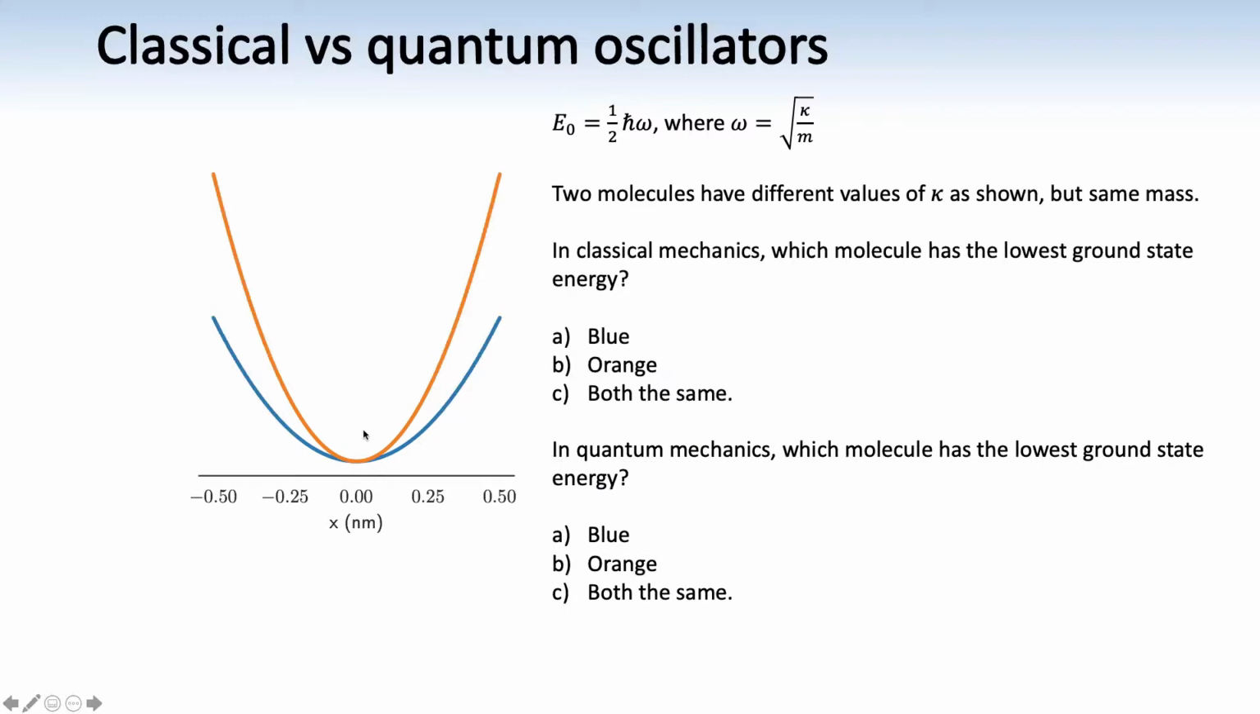What about the quantum case? Which molecule has the lowest ground state energy? The ground state energy is 1/2 h bar omega, and omega is given by this quantity here. So given these, you should be able to answer which particle has the lowest ground state energy.